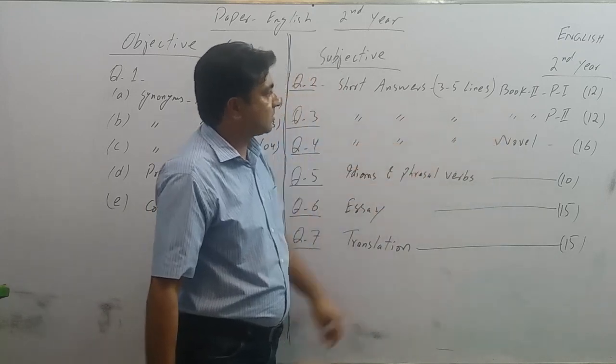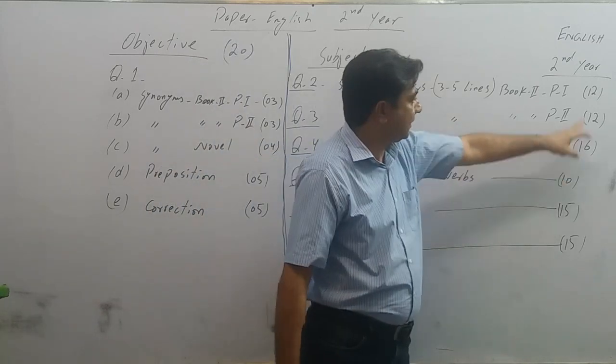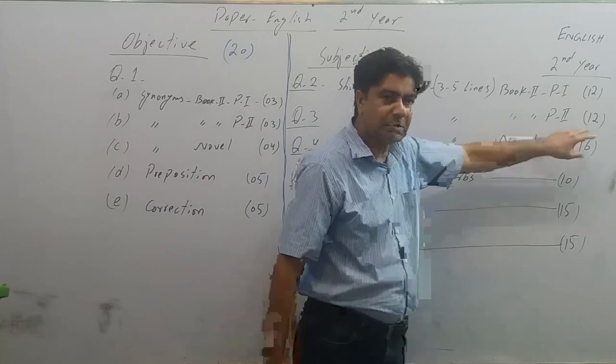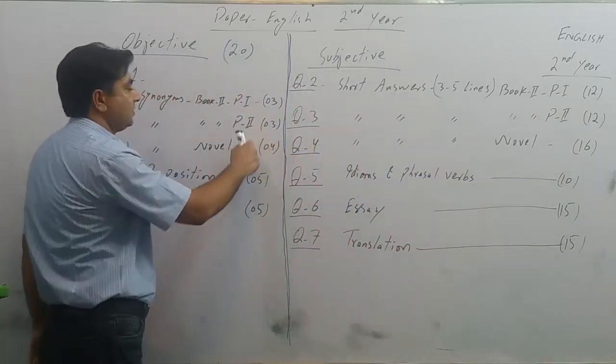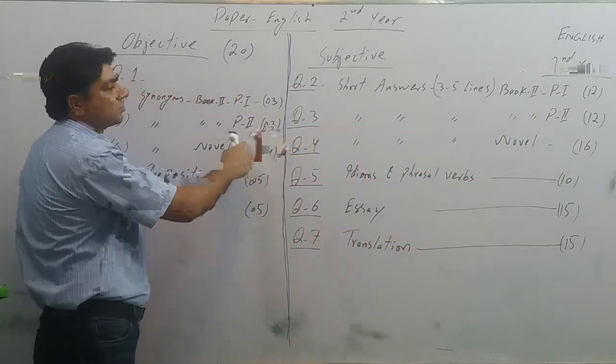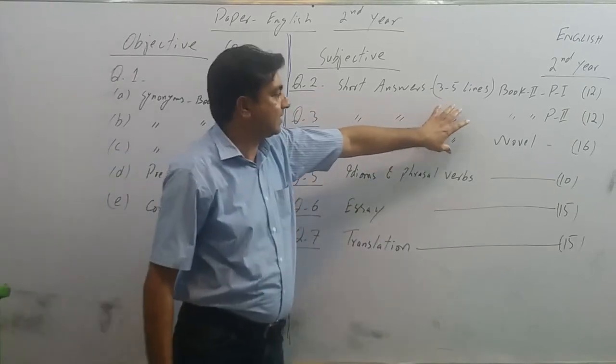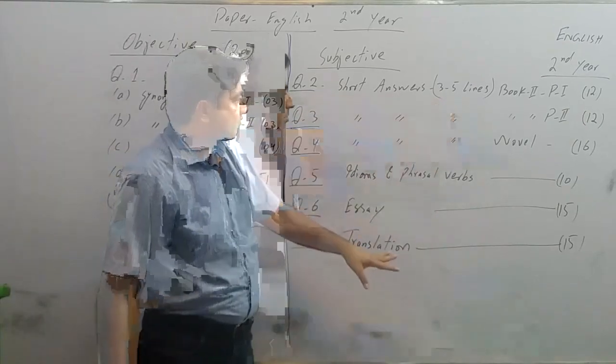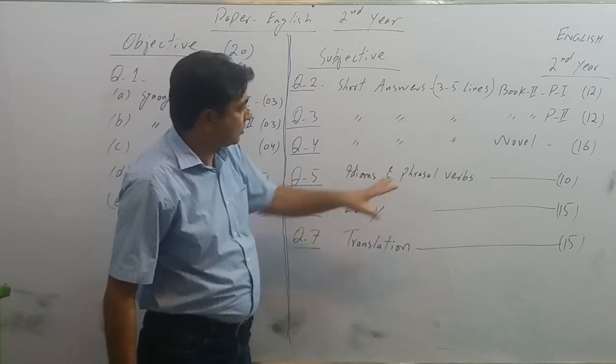Now here you can see your 2 textbooks and your novel. How many marks do they contain? Here you get 50 marks, and coming back here you get 10 marks. So these 2 textbooks carry 50 marks. And you will also find this portion.